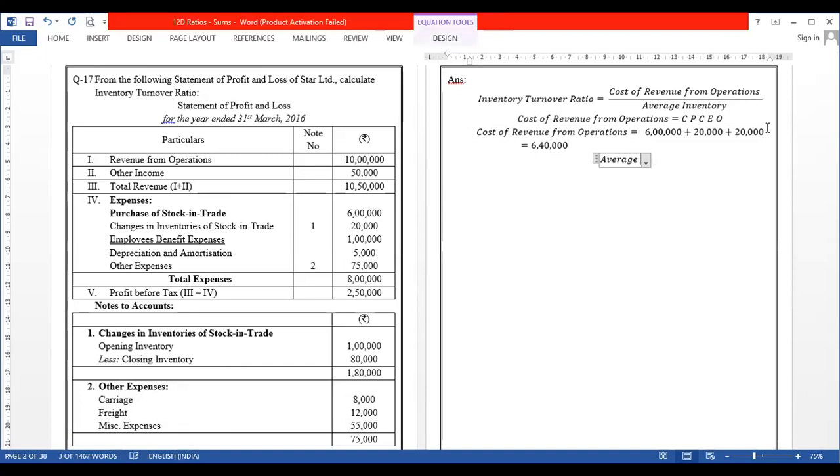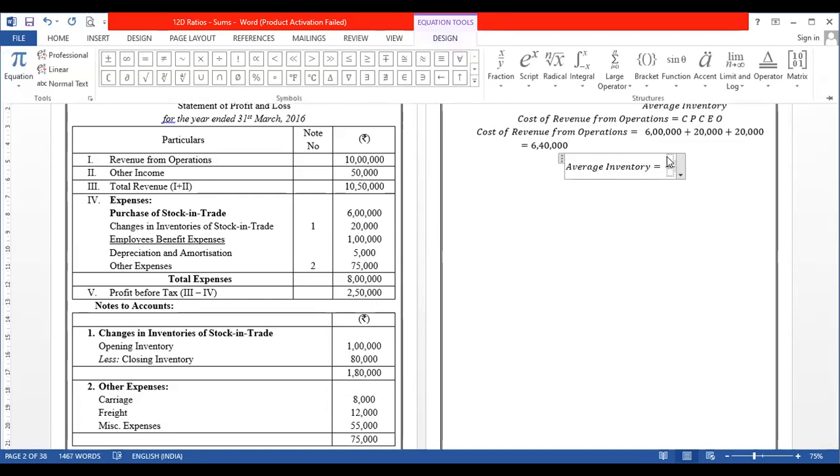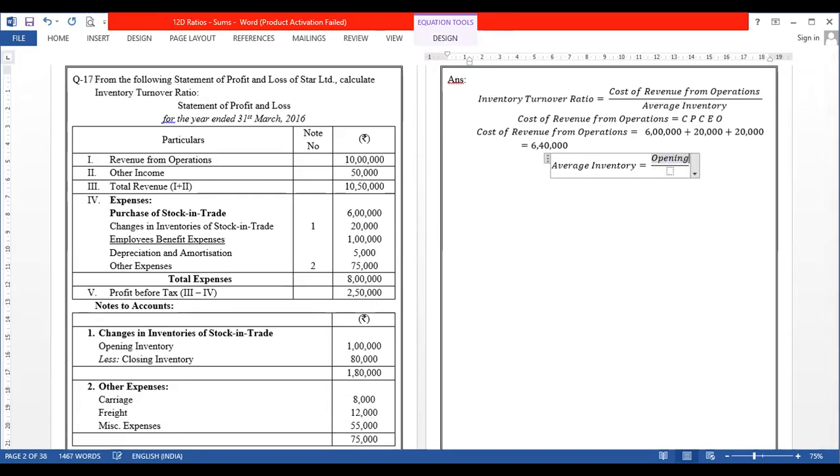How do we calculate average inventory? What is the formula for that? It is opening inventory plus closing inventory upon 2. Yes, opening inventory plus closing inventory divided by 2. That's very correct. Okay, now if I have to find the opening and closing inventory, from where will I be able to get them?